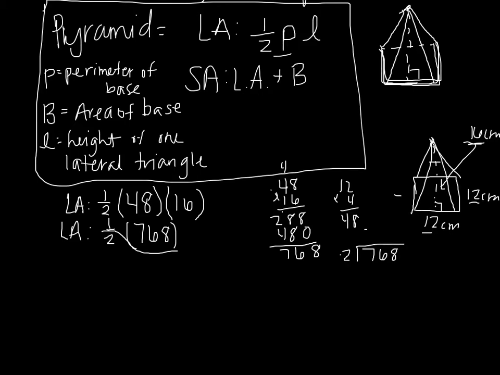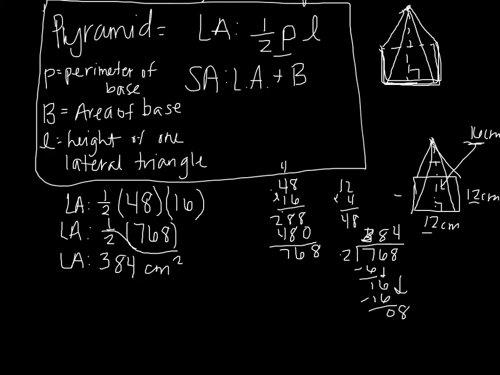2 goes into 7 3 times, not 2 times. Minus 6, have my 1. My 6, 2 goes into 16 8 times. Bring down my 8. 2 goes into 8 4 times. So my lateral area is 384 centimeters squared.